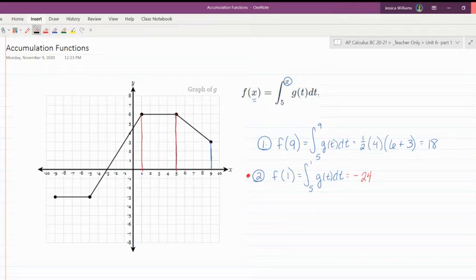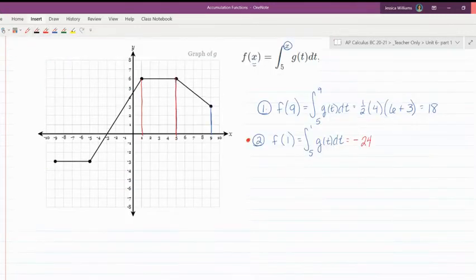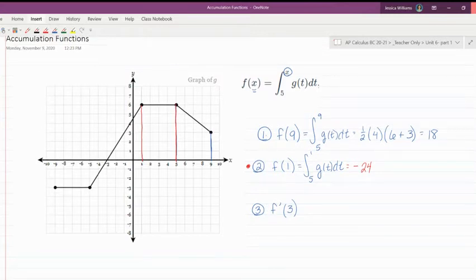That's easy enough. But what happens when they start to ask more exciting things, like what if they ask me for f prime of 3? All right, so these inputs that I'm picking, like this 9 and the 1, the 3, that's completely random. I'm just making stuff up.